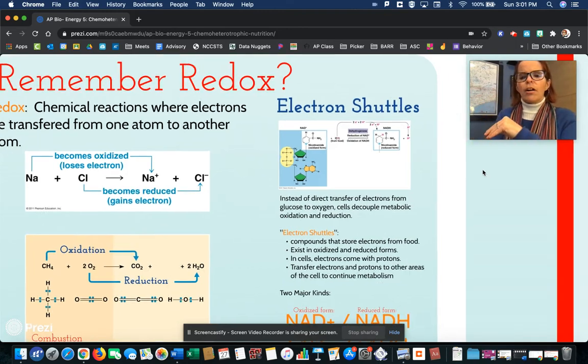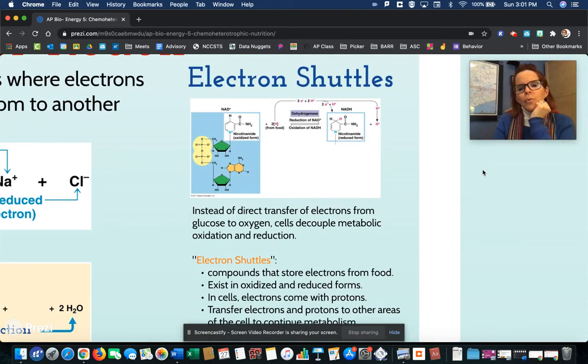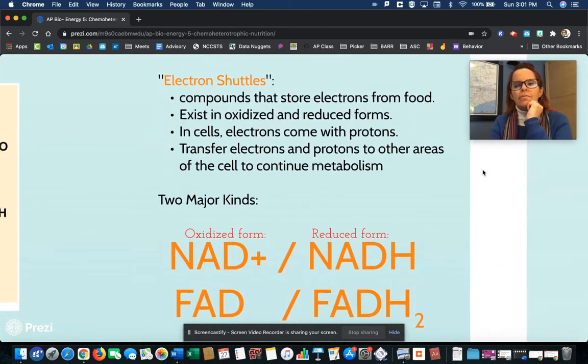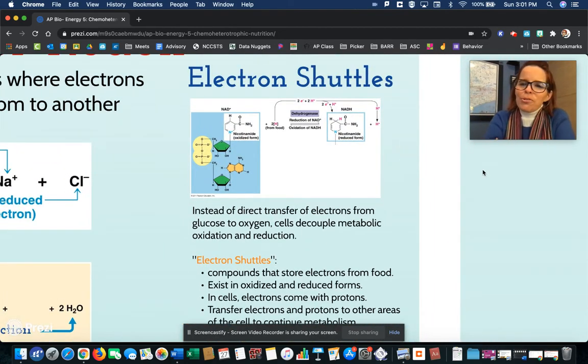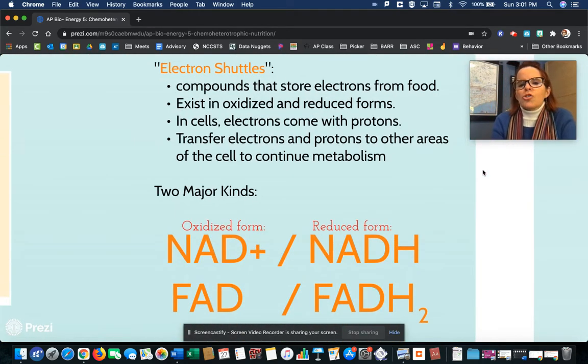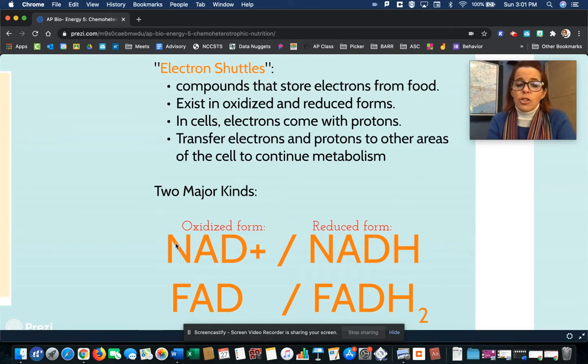those electrons off. So it says instead of direct transfer of electrons from glucose to oxygen, instead of going in one step, cells decouple, they separate the metabolic oxidation and reduction. So we're going to separate those two processes and slow them down. The electron shuttles are compounds that store electrons from food. So these are the two that we're going to talk about in this set of notes.